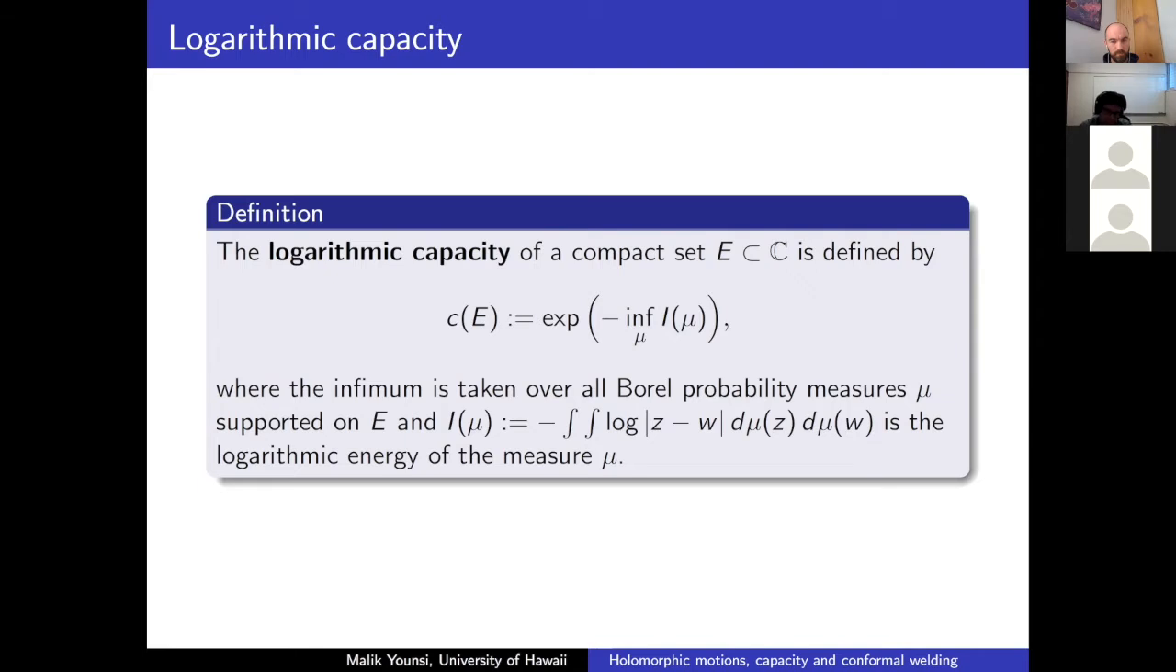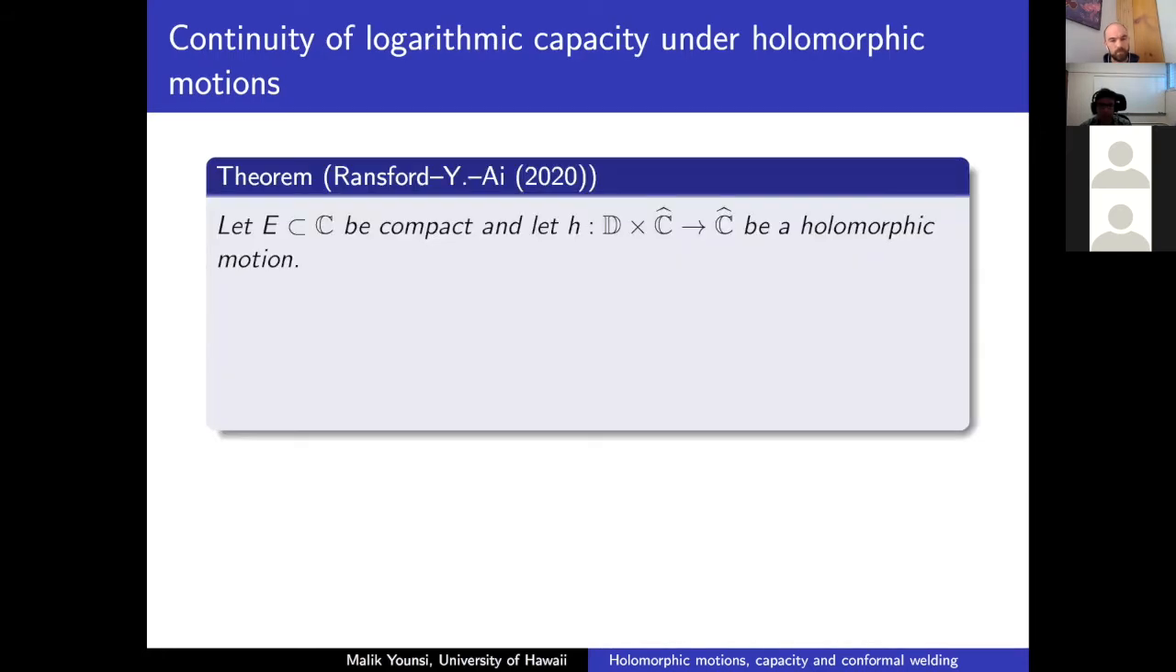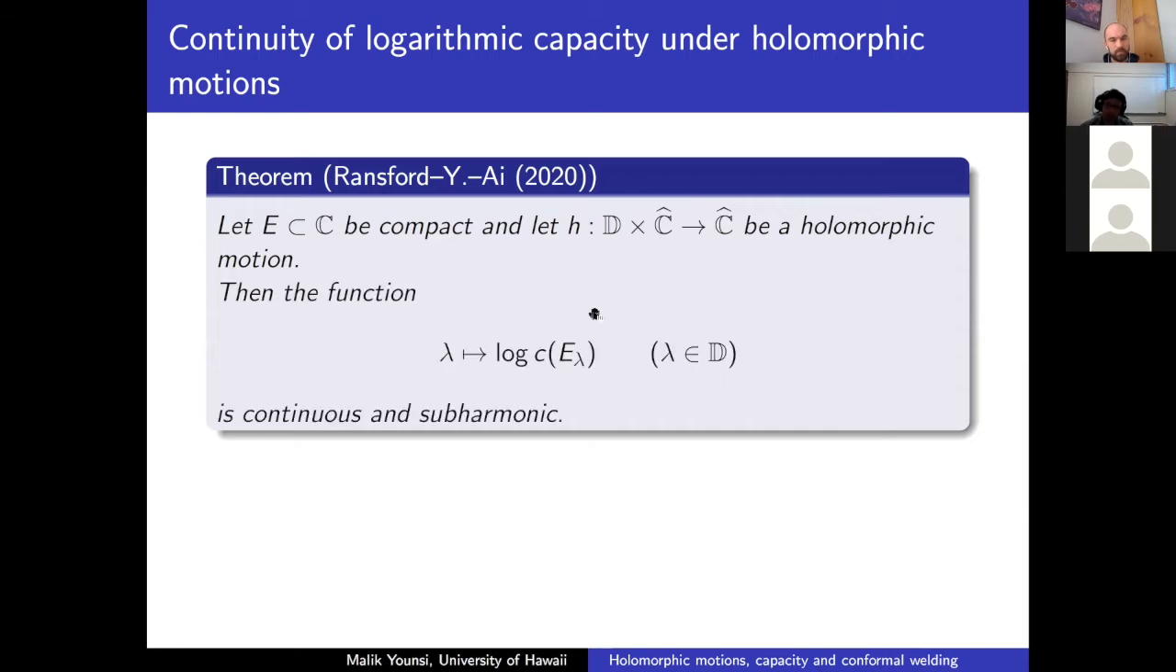It's an important notion in potential theory. And now I can state the first result that we have about continuity of logarithmic capacity. So if you start with a compact set and you look at a holomorphic motion of the whole sphere, then the logarithmic capacity varies continuously. We actually prove something slightly stronger, that the log of the logarithmic capacity is a continuous subharmonic function on the unit disk.